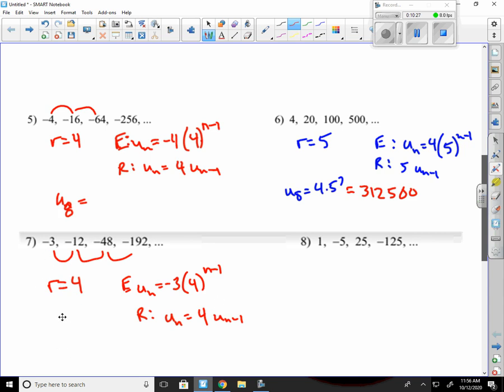Whenever I get back to finding u sub 8 for number 7, it's the same way I've been doing it. Negative 3 times 4 to the 7th. Do 4 to the 7th times negative 3. That gives me negative 49,152.